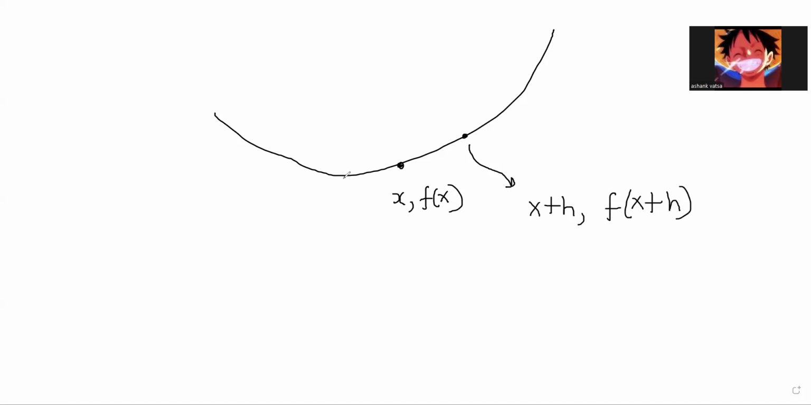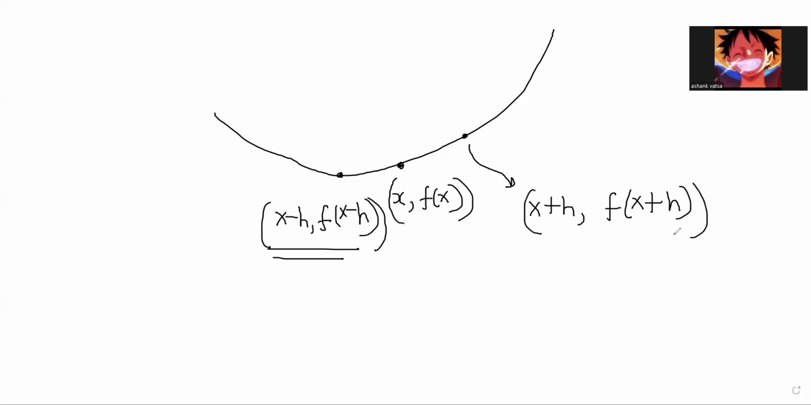The mathematical way to do this is to say that suppose I have a point x comma f of x here, right? I take another point which is close by, which is at x plus h comma f of x plus h, right? And I take another point before it, which is at x minus h comma f of x minus h. Okay. There are 3 points. This is one point, this is one point, this is one point, right? And we join A to B and also C to A, right?